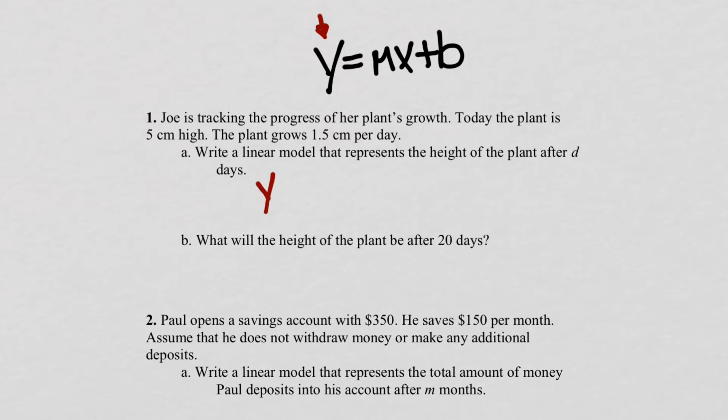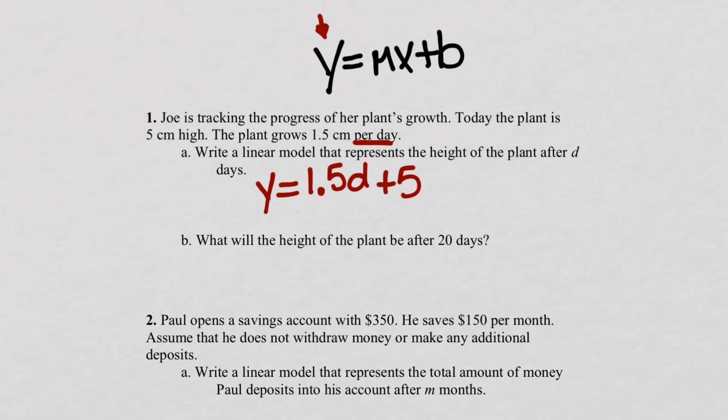So what is going to be changing? What is going to be adding? How many days? So we start at 5 centimeters high. So my y-intercept, or my starting point, would be a plus 5. We add to that 5, 1.5 centimeters per day. Remember we talked about that word per? That's how you know where your variable goes.